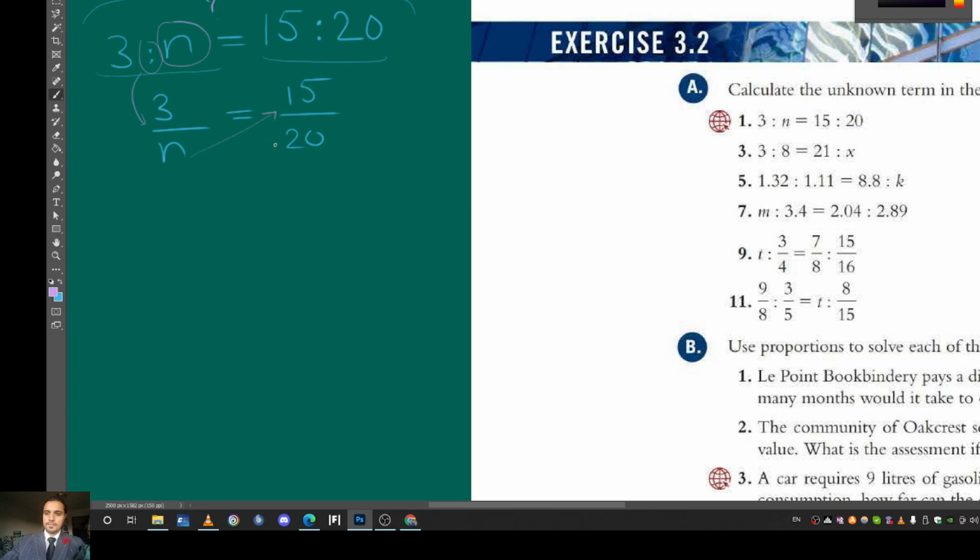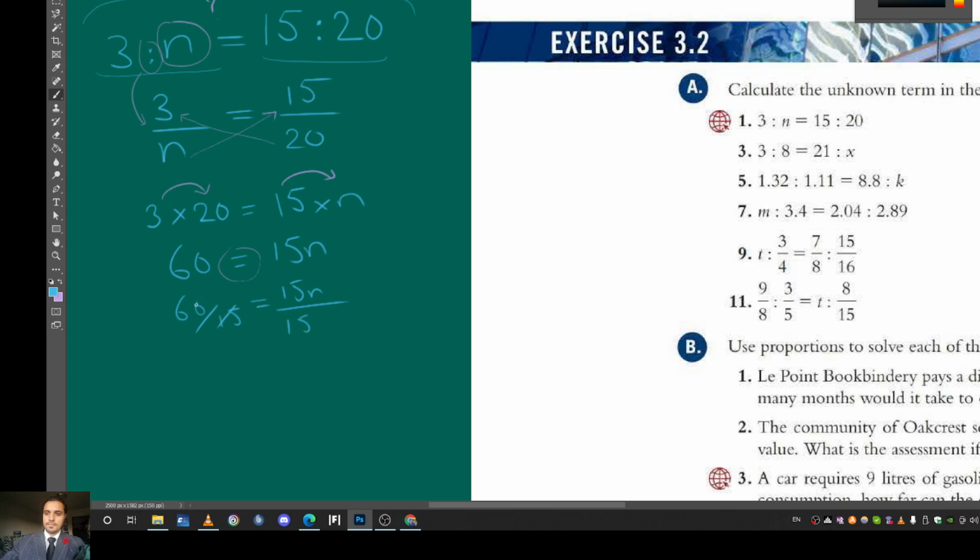Multiply n with 15, 20 with 3, and we get 3 times 20 equals 15 times n. Of course, this and this, when they get multiplied, and this will get multiplied. So we get 60 equals 15n. Okay, now we'll divide both sides with 15 to maintain the integrity of the equal symbol. So 60 over 15 equals 15n over 15.